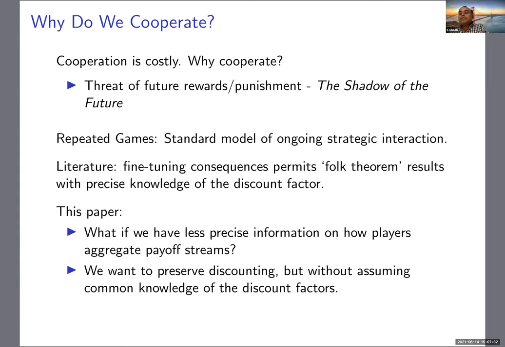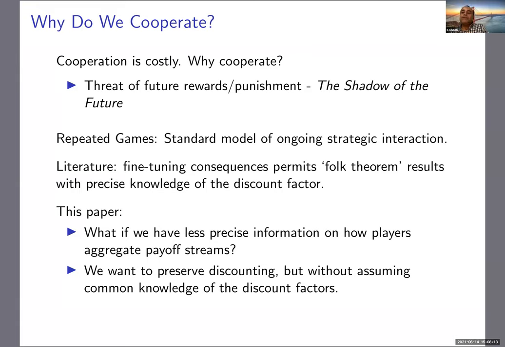Typically there's a single discount factor, but you could also have multiple discount factors, but there's always common knowledge of the discount factors. So this paper says, what if we have less precise information on how players aggregate payoff streams? We don't know exactly the delta that we are using. Let's say each person can have a different delta, and I don't know what deltas are being used. The game theorist doesn't know, the players themselves might not know. We want to come up with a notion that preserves discounting, but without assuming common knowledge of the discount factors. So why do I want to preserve discounting?